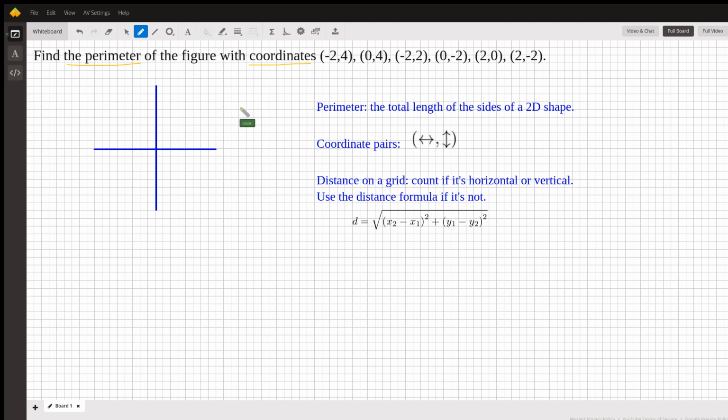First thing, I need to find the perimeter of the figure with these coordinates. Well, I'm going to have to draw those coordinates. So my (-2, 4) is telling me 2 to the left of the origin and 4 up from the origin. I've got (0, 4), which means nowhere left or right from the origin, and 4 up from the origin. And then I follow those same rules to get these other coordinates: (-2, 2), (0, -2), (2, 0), and (2, -2).